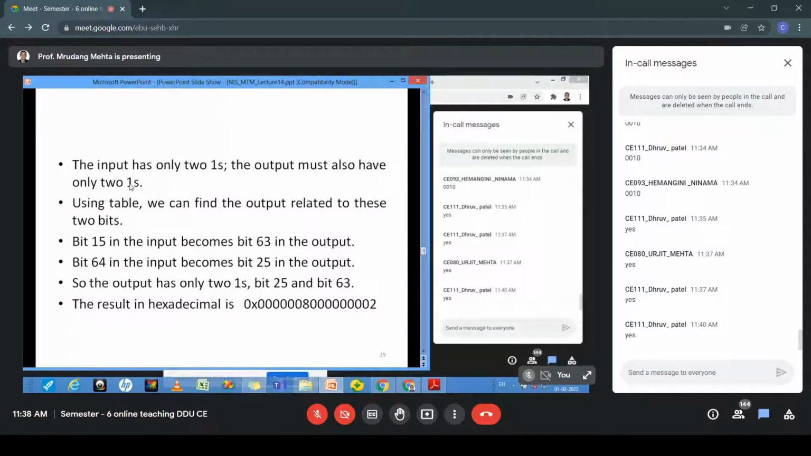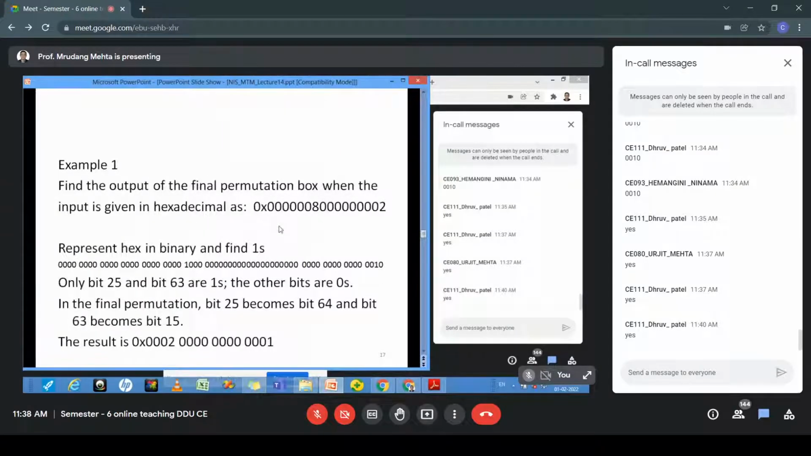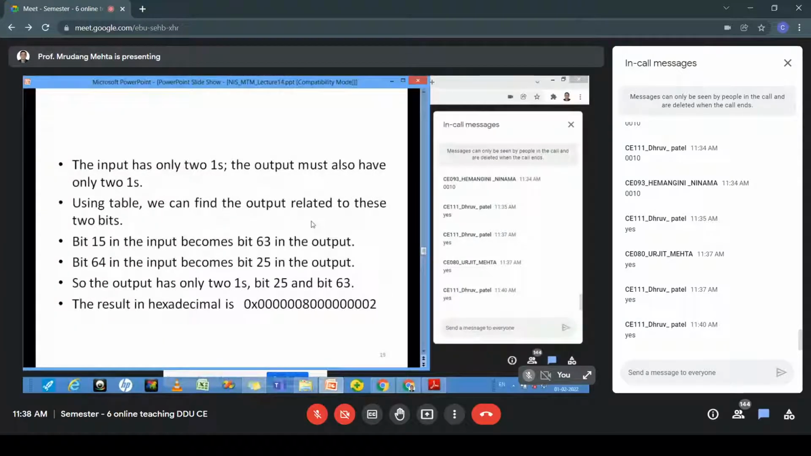So using the table, we can find the output related to these two bits. So here, this bit is the 15th bit and that is 1. Okay. So here we have to find the 15th bit. 1, 2, 3, 4, 5, 6, 7, 8, 9, 10, 11, 12, 13, 14, and 15. So that is having value 63 and 64 is having value 25. So what we have to do? 63rd bit and 25th bit should be 1.